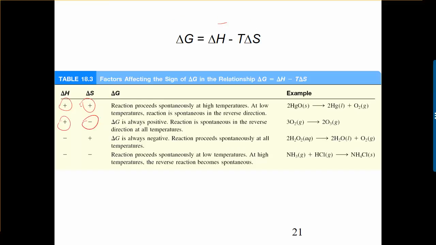So that's for that situation. What about for minus plus? It becomes minus plus a negative. Can I ever make it anything but negative? I can never make it anything but negative. So delta G is negative. So if it's a negative and a positive, it will always be delta G negative. Delta G is always positive in one, and delta G is always negative in the other. So it's always non-spontaneous in this one, and it's always spontaneous in this one.